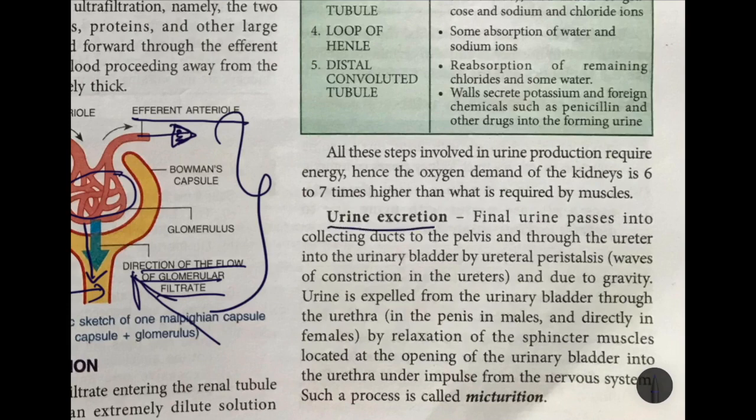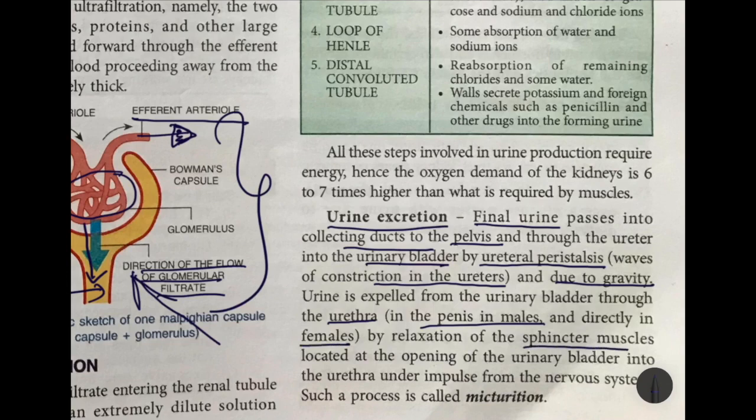Okay, now urine excretion. The final urine passes into the collecting ducts, and to the pelvis, through the ureter into the urinary bladder first, by ureteral peristalsis. Now peristalsis means waves of constriction of the ureters, and due to gravity. So urine is thrown out from the urinary bladder through the urethra, which in males is in the penis and directly opens out in females.